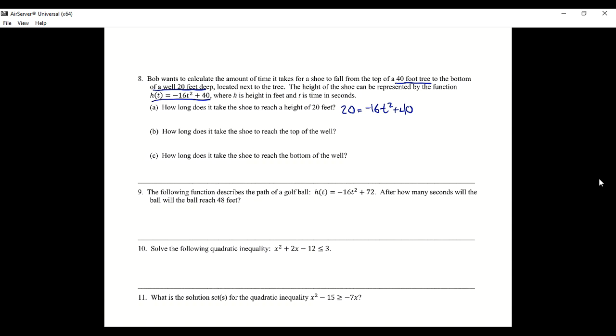How long does it take our shoe to reach the top of the well? The top of the well is at ground level. So if we draw a picture, we have our tree, we have our well. Our tree is 40 feet, our well is 20 feet. Ground level, as far as we're concerned, is 0. So the shoe is dropping. How long does it reach the top of the well? We're going to set this equal to 0 because the top of the well is at ground level. And then how long does it reach the bottom of the well? Since the bottom of the well is 20 feet below ground level, negative 20.